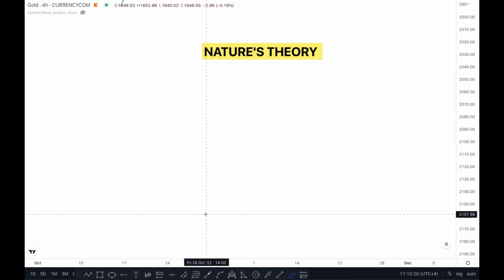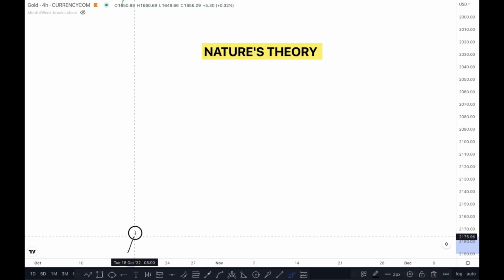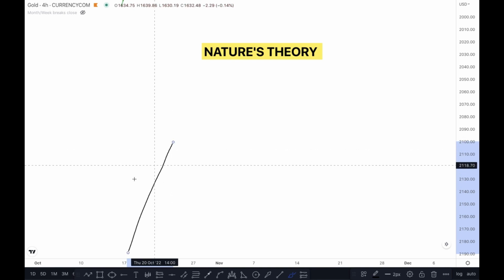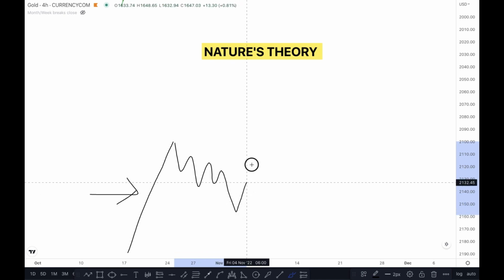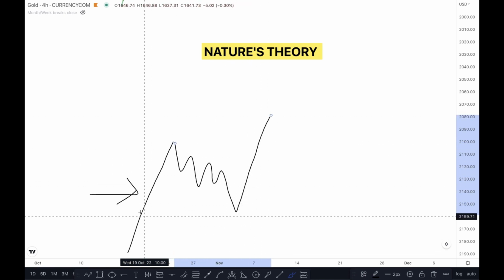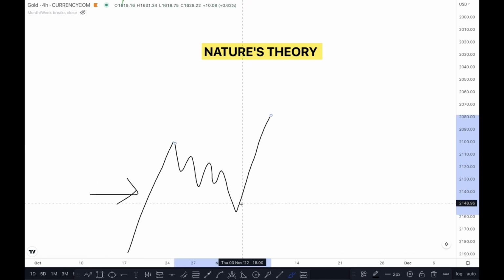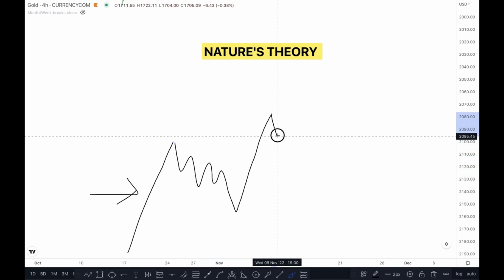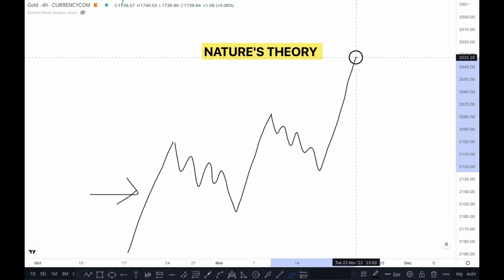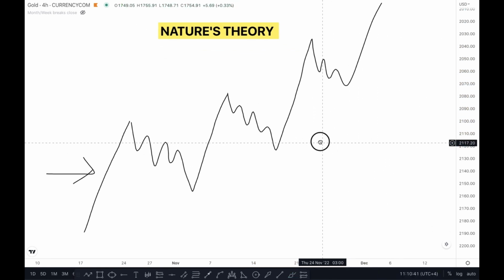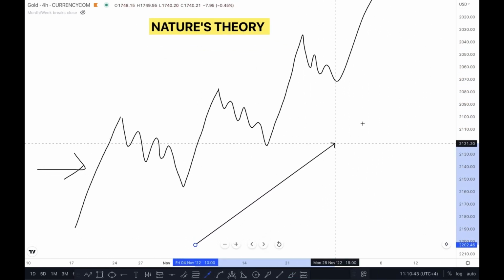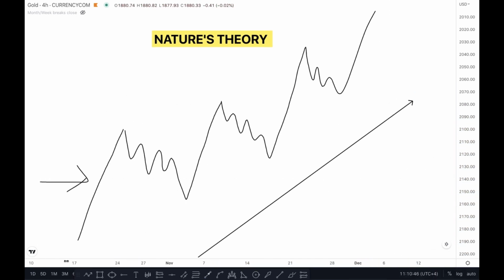So now let's talk about the nature's theory of the market. The theory states that whenever price makes a move to the upside, or we create an impulsive move, there is always a correction phase before the continuation of the trend, right? So this becomes the impulse, we have a correction phase, this is the next impulsive phase, we have the correction phase, the next impulse, the correction, and the impulse. This is the nature's theory. This is how the market moves. The market doesn't go in a straight line like that. No, the market moves in waves, right? So we have the first wave, there's the impulse, the correction, and the impulse.